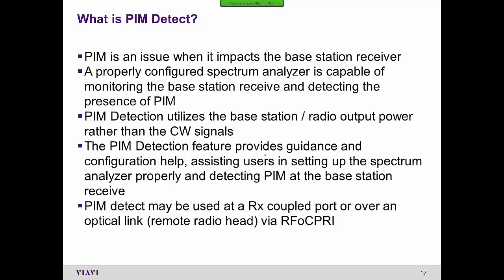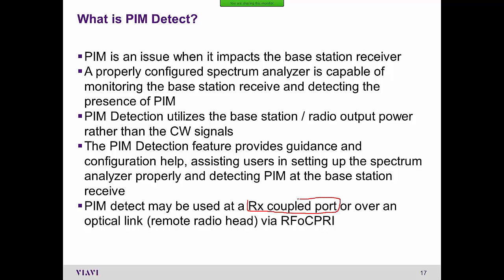So instead of using CW tones, PIM detection actually uses the base station's power and monitors the base station's receive to detect the presence of PIM. Our PIM detection feature also provides guidance and helps you configure the settings for the instrument. You can use the spectrum analyzer all by itself if you want, and a lot of more experienced people will do that and not even use the PIM detection feature. But PIM detection just automates things and allows you, in an easier fashion, to set everything up for PIM testing, or PIM detection rather.